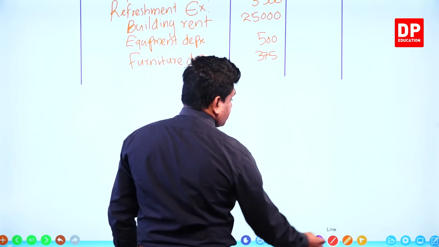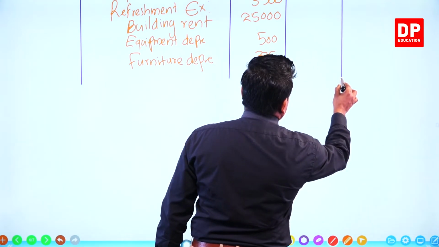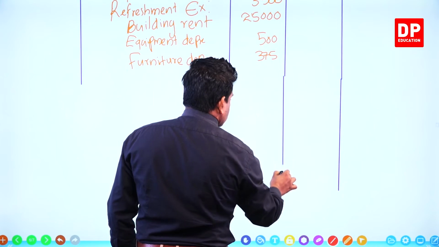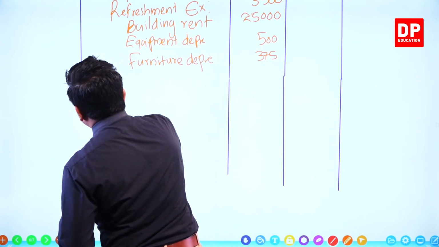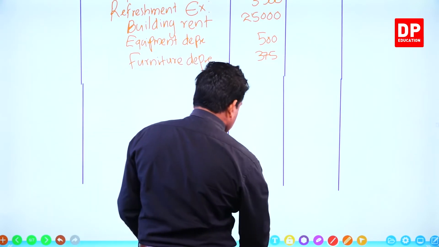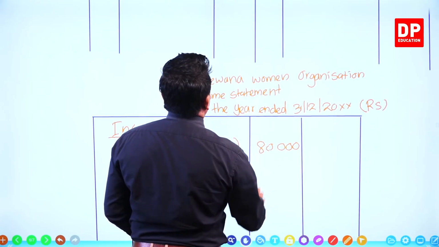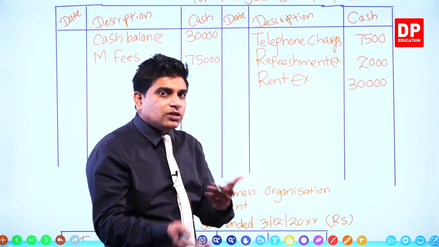Okay. Now, we can move to the next one. But before we go to the next one, we have to do one more thing. What is this? We have recorded still only depreciation. But we have to do both here, no? Receipts and payment and income statement, both. But in the receipts and payment, we have to write all the money paid, all the money received.